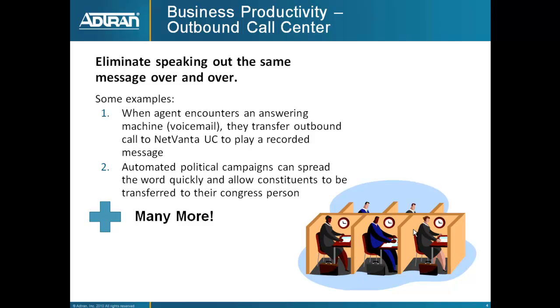Another example, political campaigns. They need to spread the word quickly. They need their constituents to call their congressperson to influence the decision that would be being passed in Congress. The NetVanta UC system can be programmed to call a set of contacts, deliver a common message, and allow those constituents to transfer to their congressperson based on their location or perhaps their caller input. Again, these are just some examples of how the NetVanta UC solution can be used in a call center environment.